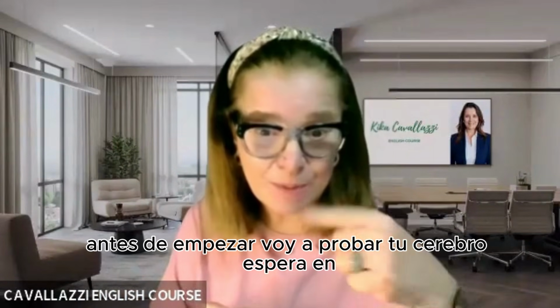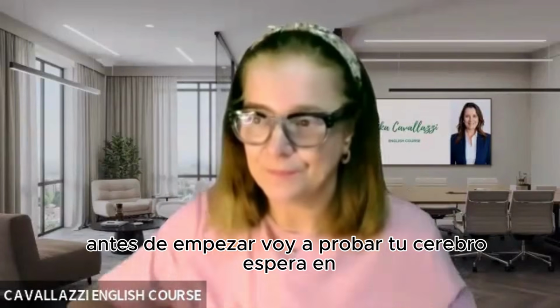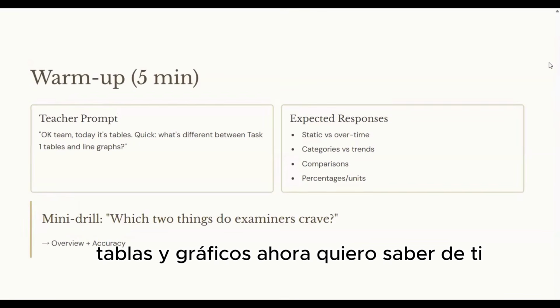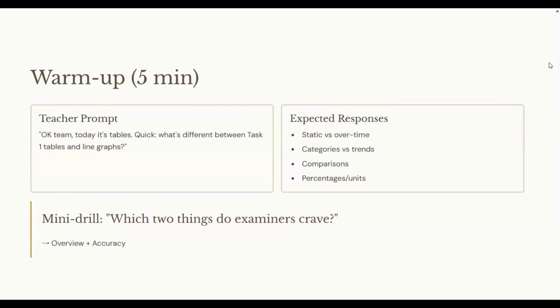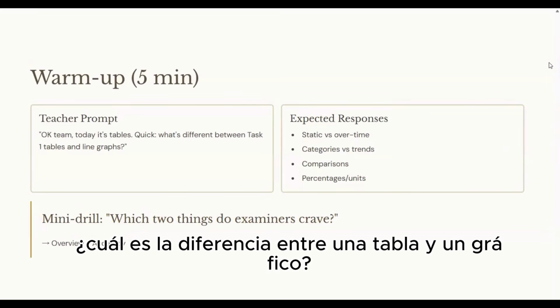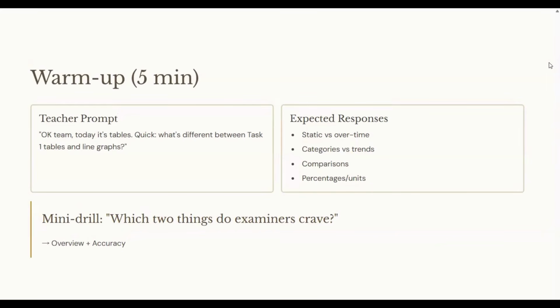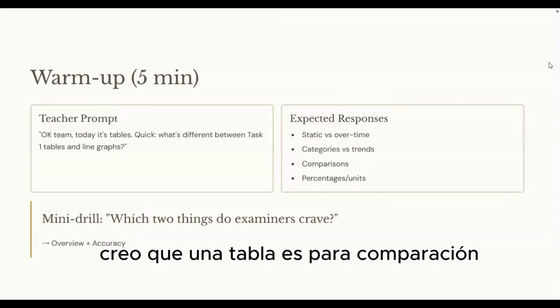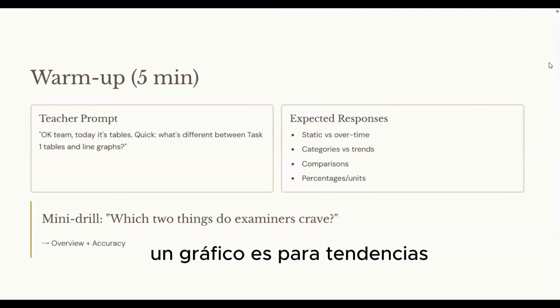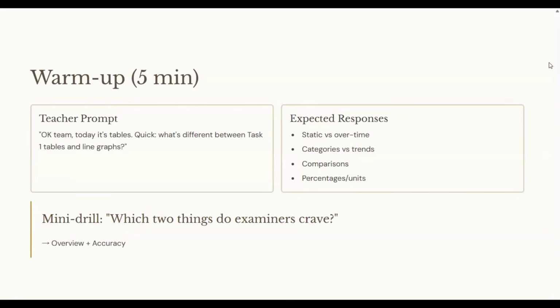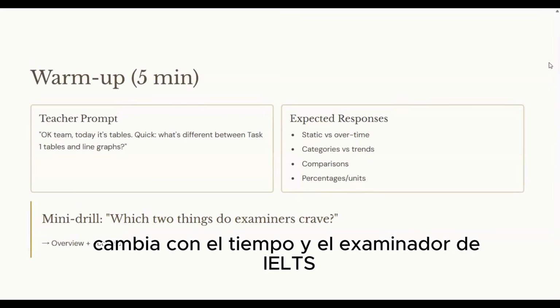Before we start, I'm going to test your brain. Hold on. Tables and graphs. Now I want to hear from you. Answer me quickly. What's the difference between a table and a graph? Think. A table is for comparison. A graph is for trends. Tables show categories. Graphs show changes over time.